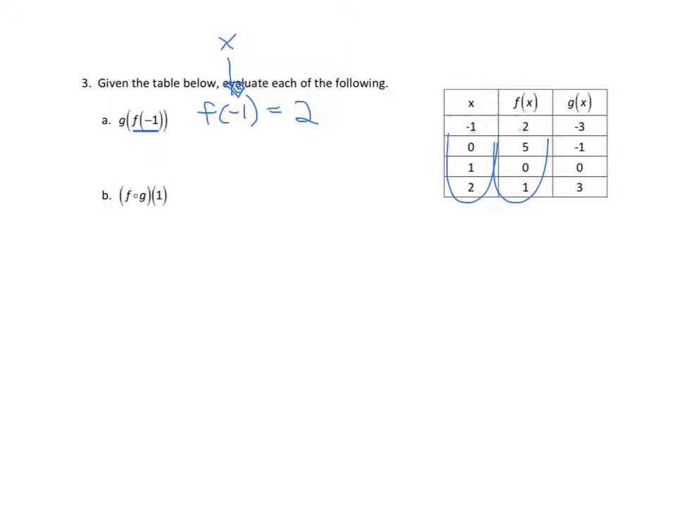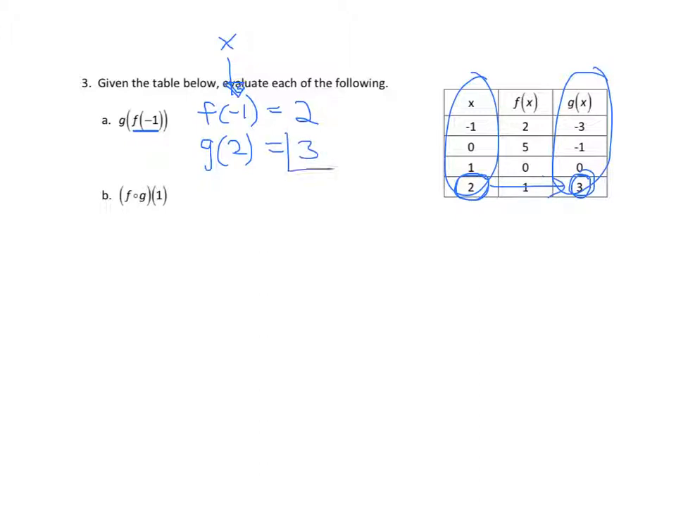Now that I found the answer to the first part, I take that answer and plug it into my outer function. So now I'm going to find g of 2. So I go back to my x column because 2 became my new x. And I find the 2 in the x column. And then I go over to my g column and find the corresponding function value, which is going to be 3. And that's my final answer.